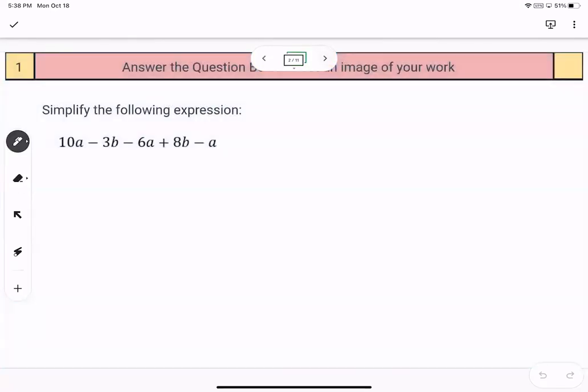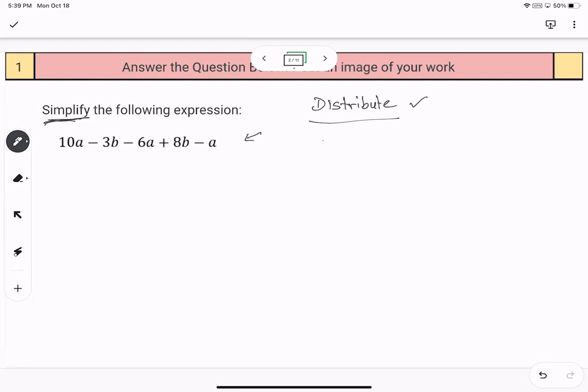So the first problem says simplify the following expression. Here we have 10a minus 3b minus 6a plus 8b minus a. So whenever you see simplify, we're not looking for a solution. We just want to make this expression in the simplest terms possible. So usually what that entails is first you're going to look to see, is there anything that you can distribute or multiply? So nothing here can be distributed. So we're going to move on from this one.